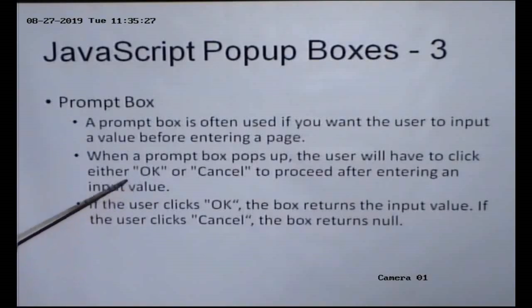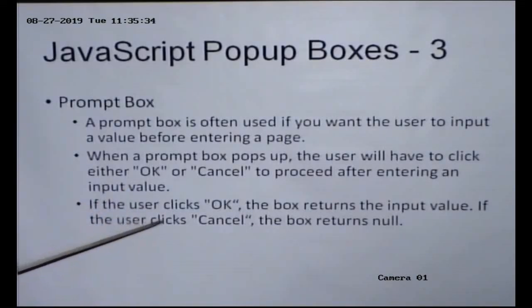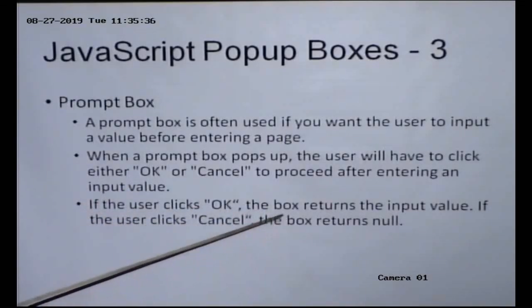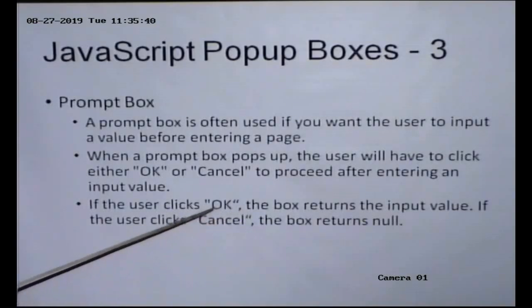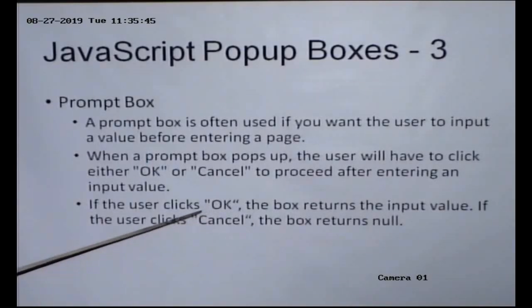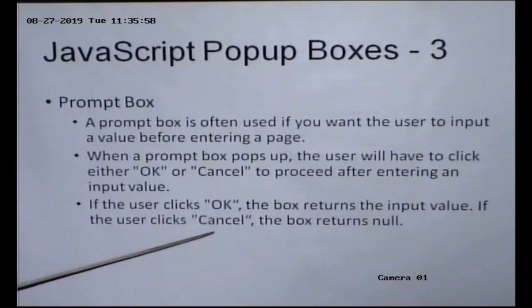How should the prompt box be created? Again, you have to use JavaScript to create a prompt box. So if the user clicks OK, the box returns the input value. What is the difference between the confirm box and the prompt box? Inside the confirm box it won't ask for any user input, whereas the prompt box will ask for the user input, then it will confirm, and based upon the user input only the OK and cancel buttons will work.